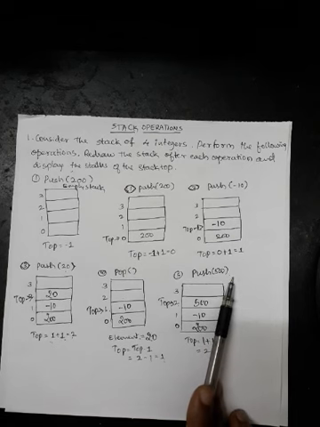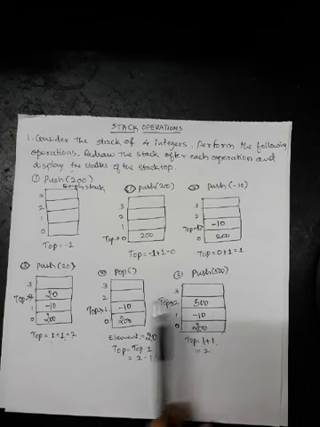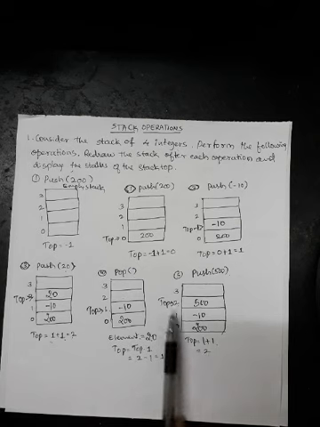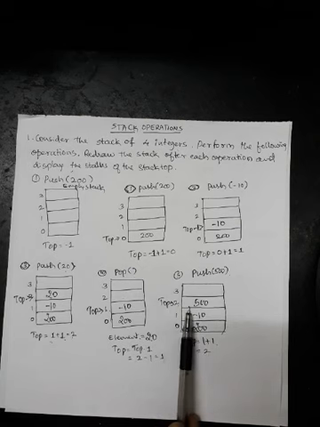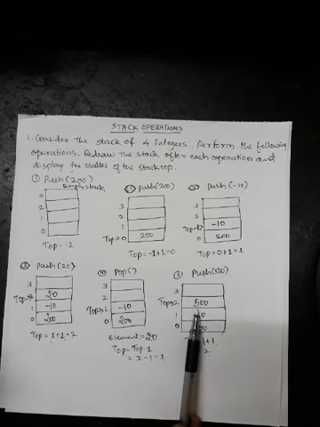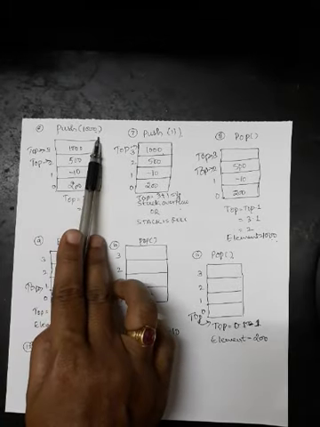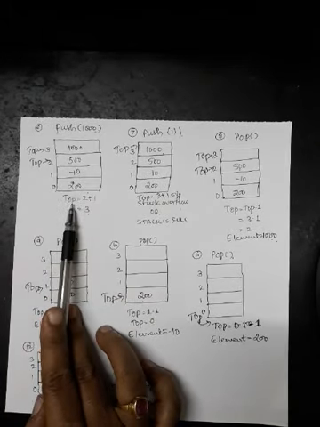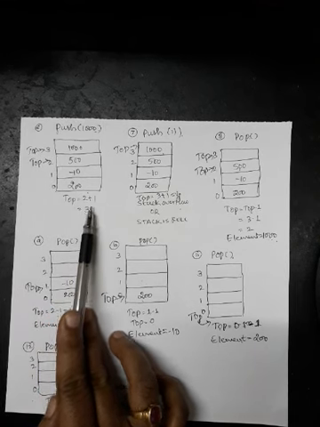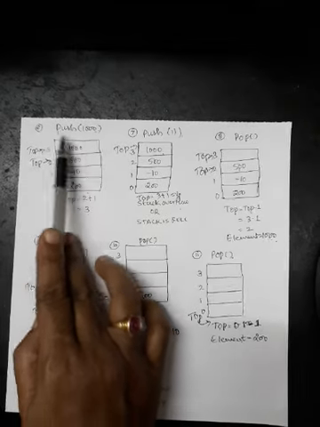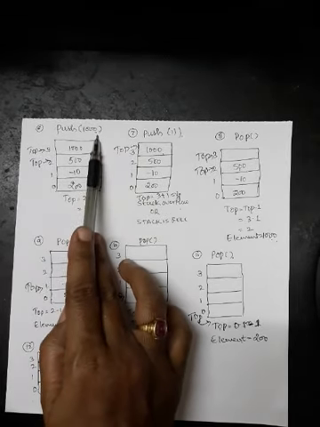Next operation is push 500. Okay. So the top value is at 1. In push operation, we initially increment the top by 1. 1 plus 1 is 2. Top will point to 2. At this location 500 is inserted into the stack. Okay. This is how your push works. Next operation is push 1000. So whenever push is there, top is incremented by 1. 2 plus 1 is 3. At 3, 1000 is inserted. Okay, this is the status of the stack after push 1000.